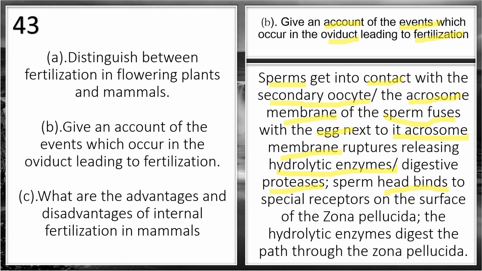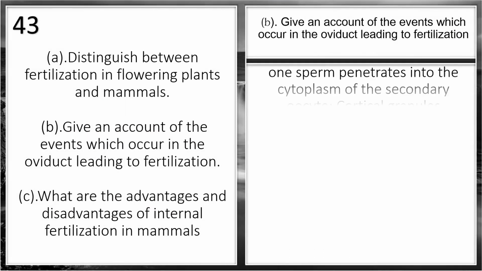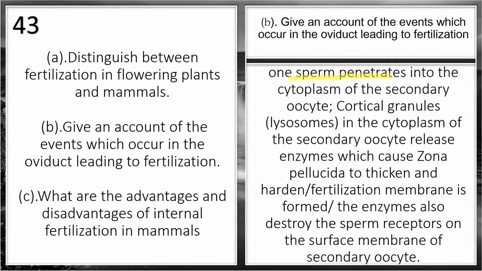The sperm head binds to the special receptor on the surface of the zona pellucida. The hydrolytic enzyme digests a path through the zona pellucida. One sperm penetrates into the cytoplasm of the secondary oocyte.